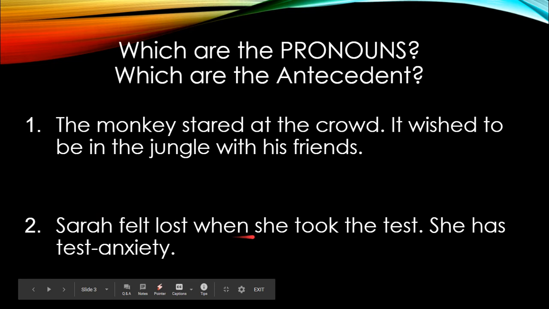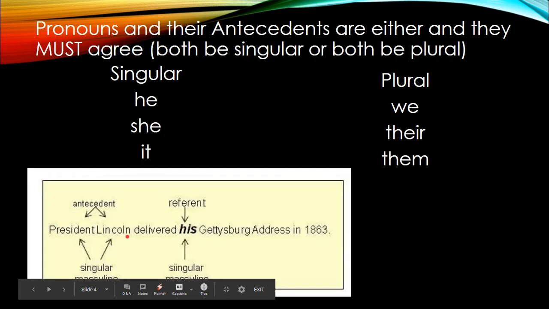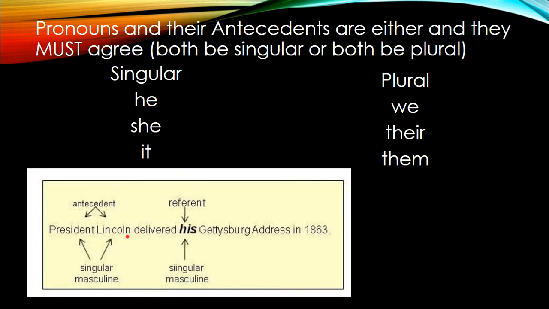Sarah felt lost when she took the test. She has test anxiety. She is my pronoun, and she is referring to Sarah, which is the antecedent. The antecedents and the pronouns must agree. That means if one is singular, then the other also has to be singular. If one is plural, then they both have to be plural.